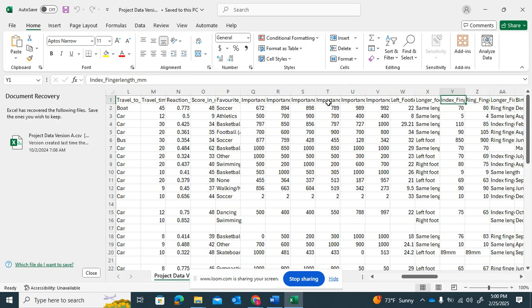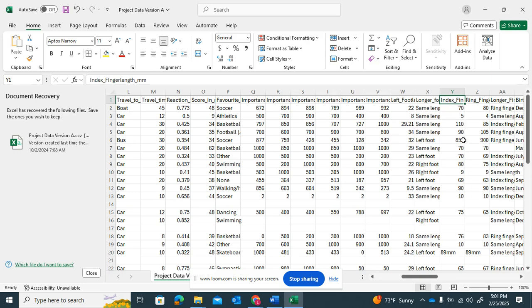And let's see, where is it at? Index finger. So index finger, you can kind of tell, it tells it right here. It's millimeters. So if your foot length is in centimeters and your index is in millimeters, you don't want to compare those two things. You want to make sure that they have the same units.